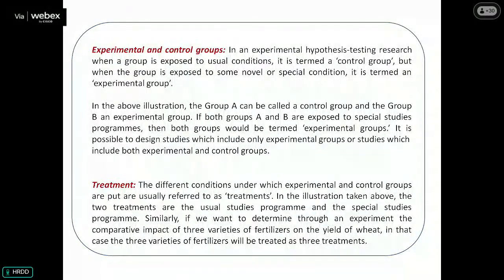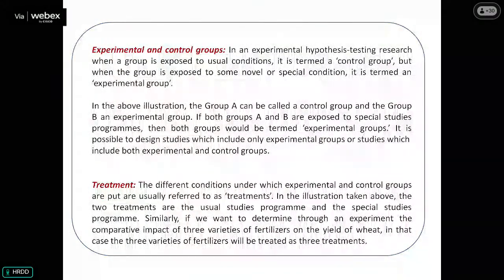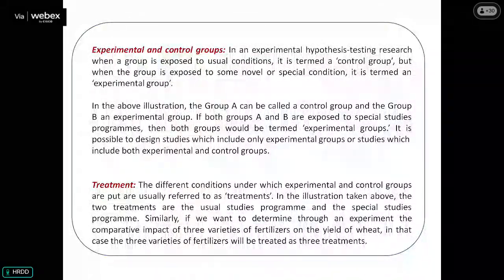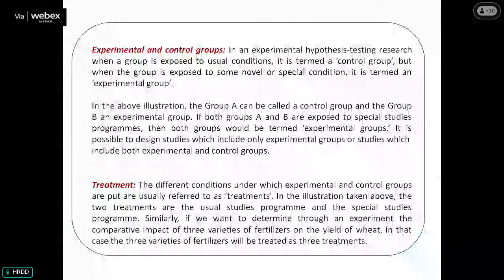Similarly, if you want to determine through an experiment the comparative impact of three varieties of fertilizers on the yield of wheat, we have three different fertilizers, and we want to know the comparative yield of wheat based on the three different fertilizers. In these three cases, the three varieties of fertilizers will be treated as three treatments. Then we call that three treatments and three experiments. We do three experiments based on three treatments. These are the definitions.